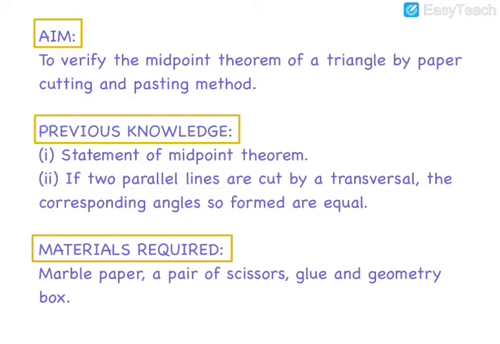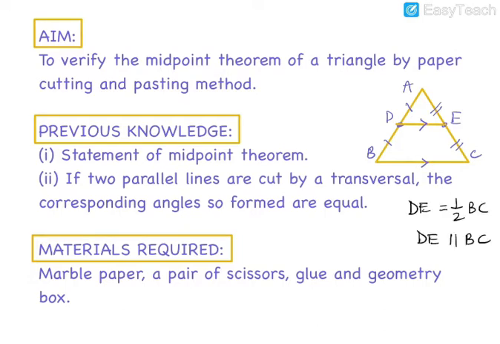To do this activity, you must have some previous knowledge. Number 1, you must know the statement of the midpoint theorem. So let's recall. In a triangle, if we join the midpoints of two sides, then the line obtained will be parallel to the third side. So if D and E are the midpoints of AB and AC, then this line DE will be parallel to the third side and half of it.